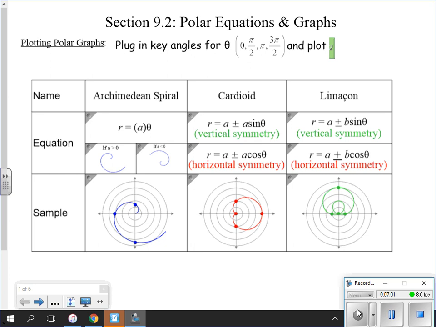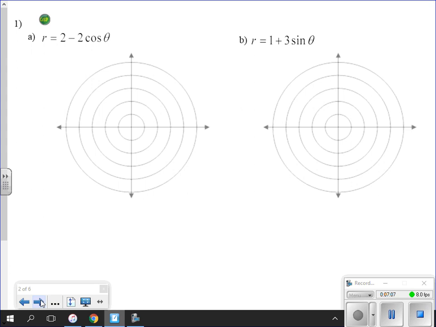Okay, ready for the next page? So let's do some graphing. When you're doing these, make a table of values and graph.